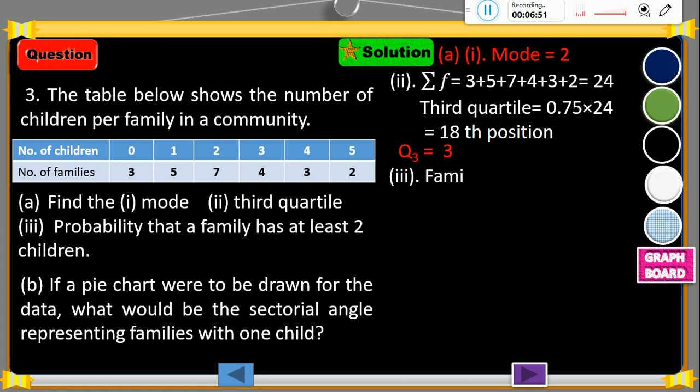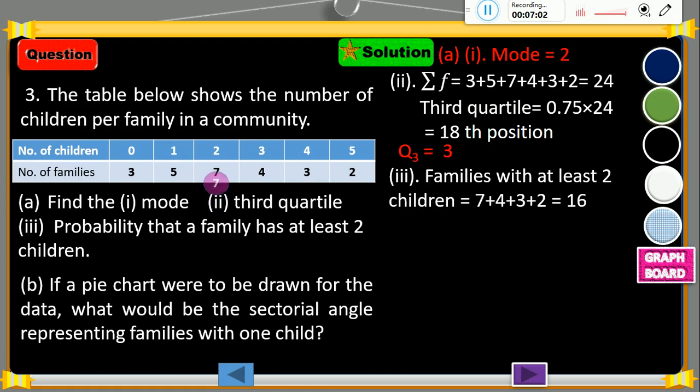Probability that a family has at least 2 children. So here we are going to add the number of families with 2 children and above. That's 7 plus 4, 11 plus 3, 14 plus 2. So the total number of families with 2 children and above will be 16. So now we're going to use that to calculate the probability, 16 over 24. Since the total frequency is 24, that reduces to 2 over 3.